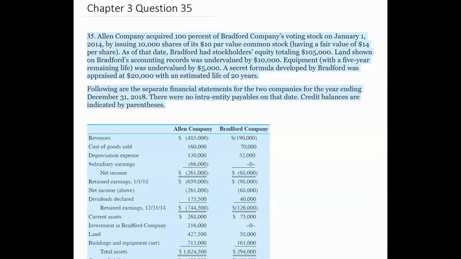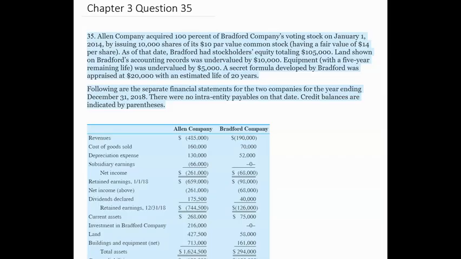total consideration transferred. The fair value of the total consideration transferred equals 10,000 shares times $14 market value per share. That would be $140,000. As of that date, Bradford had stockholders' equity totaling $105,000. So this tells us the total book value acquired by Allen Company.